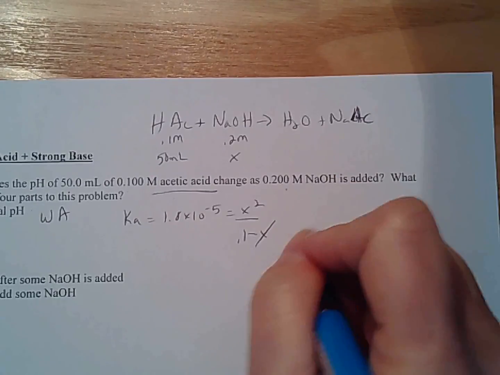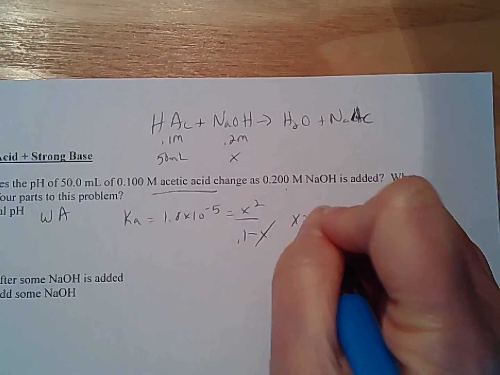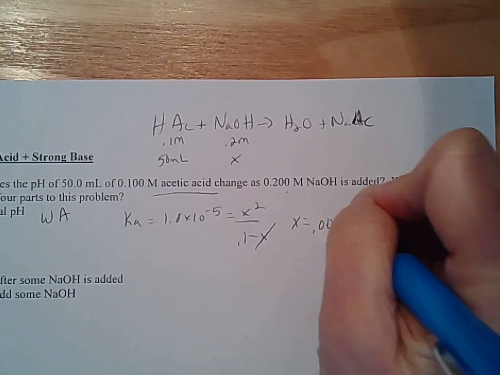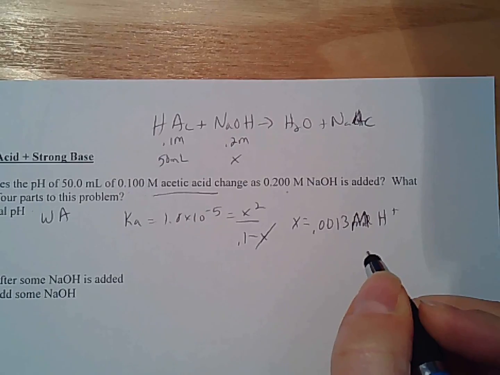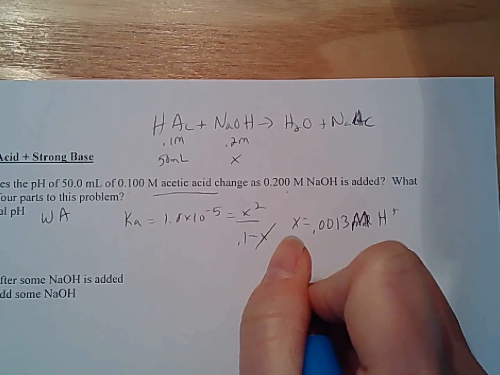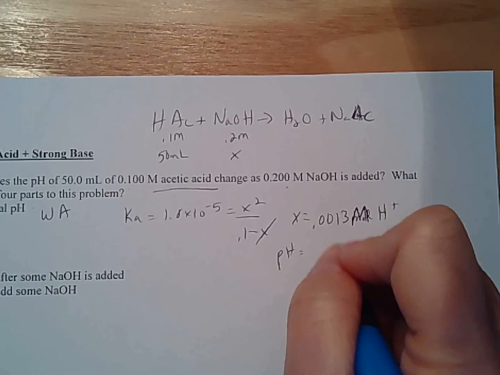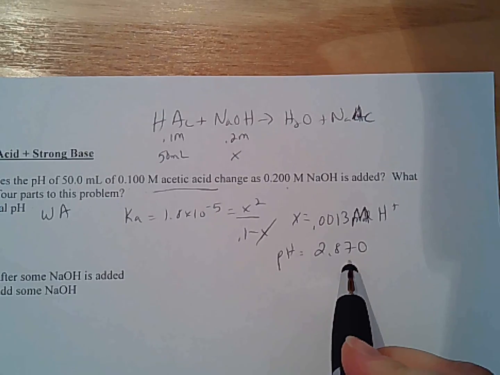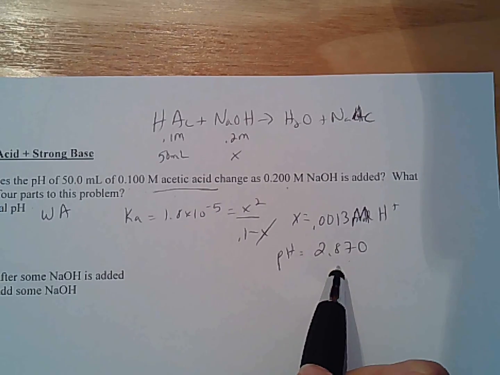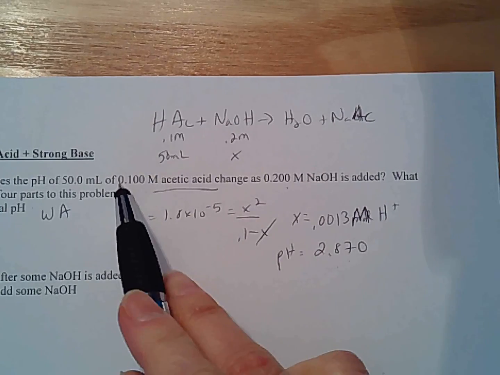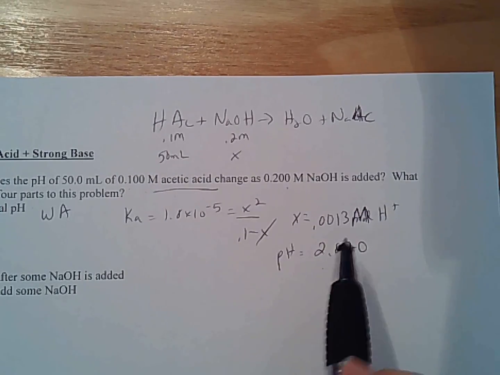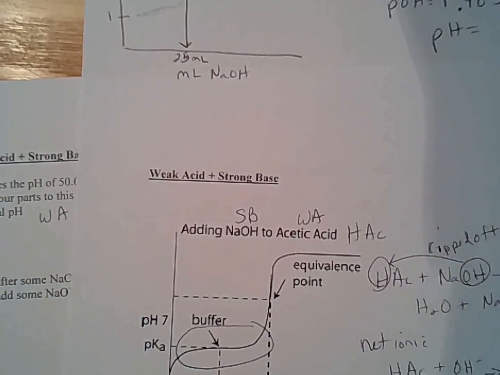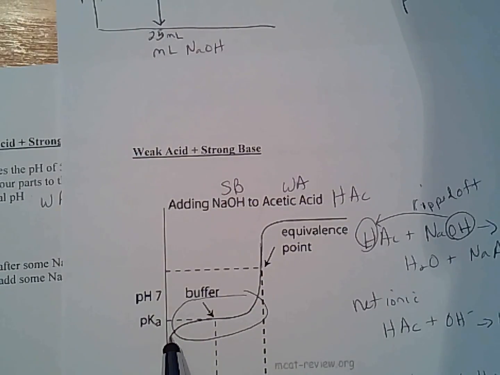So then x comes out to be 0.0013 molarity of H plus. So if I take the negative log of this, my pH is going to be around 2.870. Again, 3 sig figs are going to be the digits after the decimal. So again, this is very different from your strong. Your strong, if you had a 0.1 molar HCl, you would have a pH of 1. So that is another difference that you find with this curve, is where exactly you are starting. It's going to be a much higher pH than you do with strongs.